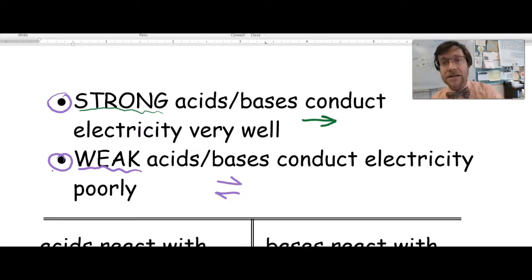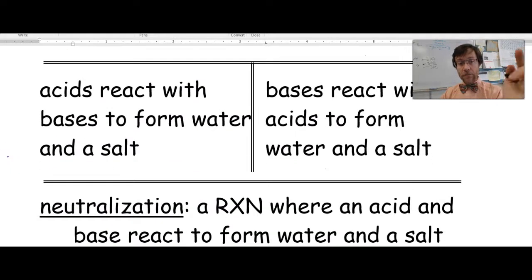No, you do not. Because the definition of strong and weak has nothing to do with concentration. That would be a concentrated acid or a concentrated base. Being a strong or weak acid or base has only to do with how well they break apart in solution. Locked and loaded? Lovely. Let's move on.